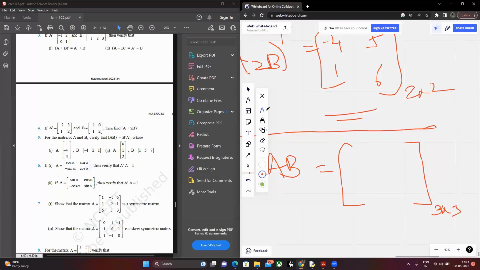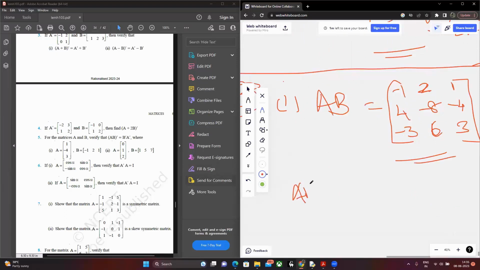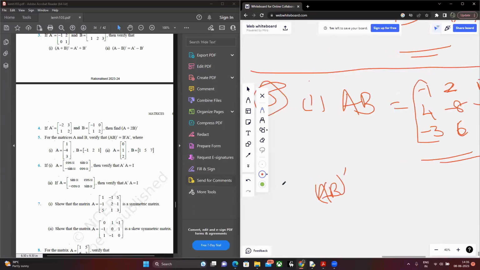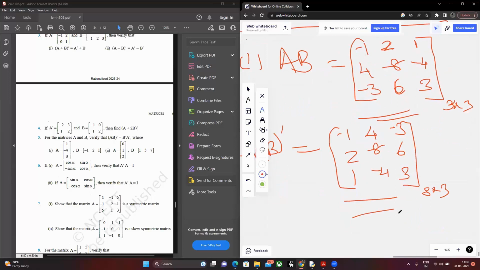With the elements 1 into 1, minus 1, that's going to be minus 1, this is going to be 2, this is going to be 2, this is going to be 1, this is going to be 4, this is going to be minus 8, this is going to be minus 4, and this is going to be minus 3, this is going to be 6, and that is AB. Since you have AB, then you can find (AB) dash, that is going to be your LHS, which is the matrix of the elements minus 1, 1, 4, minus 8, minus 4, minus 3, 6, and 3. All right, this is going to be your LHS.